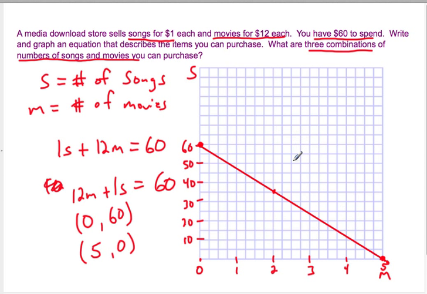2 movies, 35 songs. So 2 times 12 is 24, plus 35 times 1, so 35 plus 24 is 59. So I think what you'll find graphically is it's tough to get an exact amount graphically, but what it will do is get you really close to the answer. So we were off by $1 there, and that's okay because it might have been this line is just a tad too high or something like that.